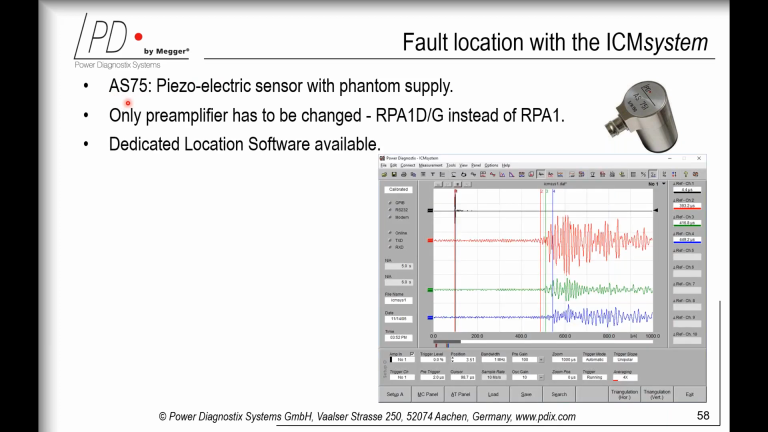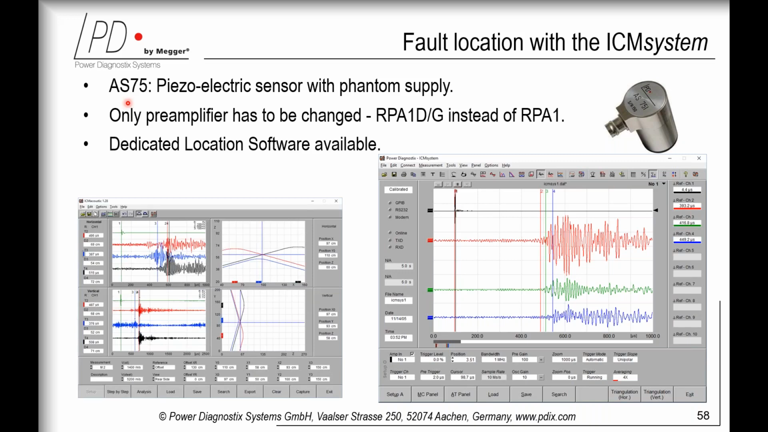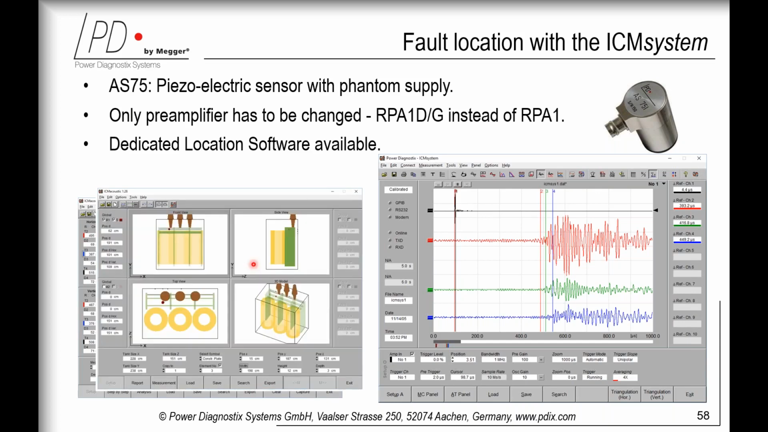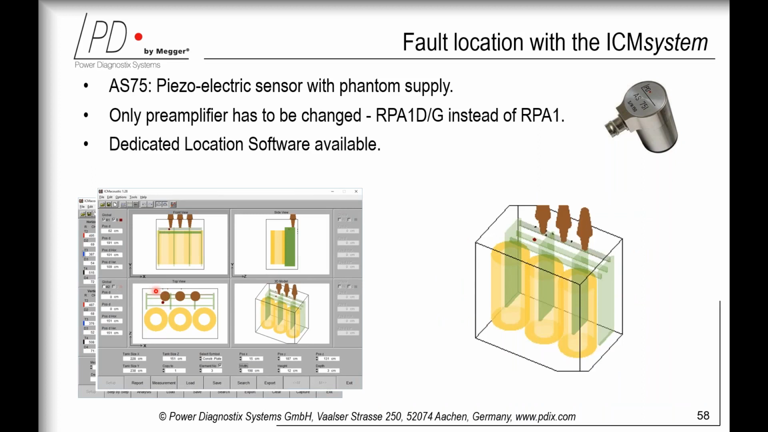Furthermore, we offer a dedicated fault location software, which uses the data provided by the ICMsystem's oscilloscope as basis for the triangulation, here done horizontally, vertically, and then shows the result directly in a model of the research transformer. Here the bigger dot, or here enlarge.